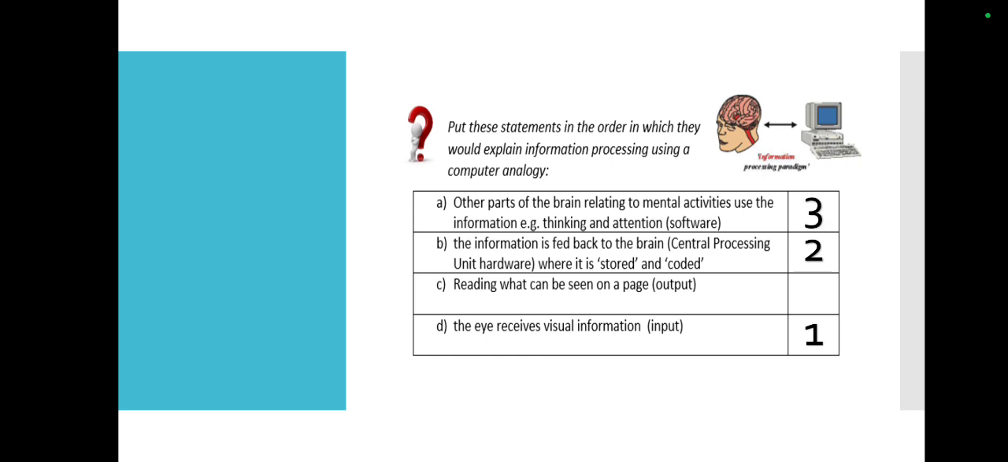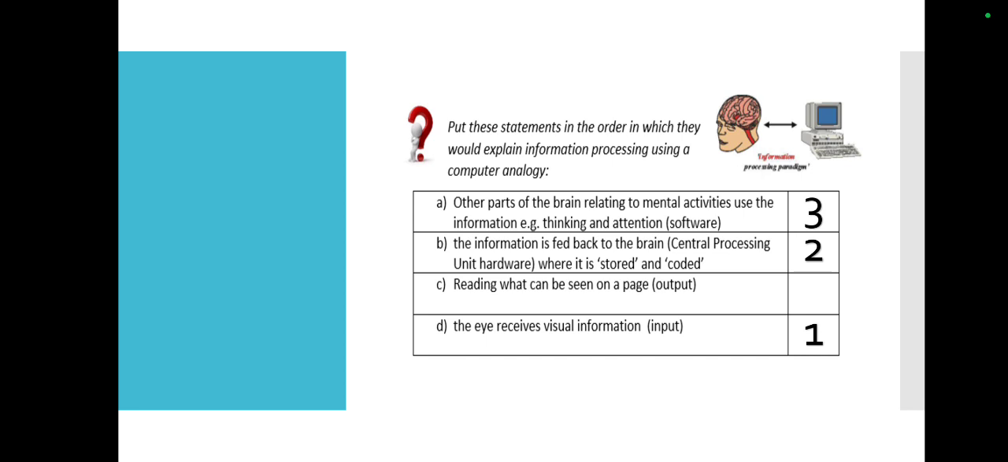Again, when we're dealing with information as humans, other parts of the brain relating to the mental activities that are taking place use that information. So if we've got a bit of visual or auditory information, our brain is processing it, but we might have to think about the information that we've received. If we're talking about a computer, then some sort of software is processing the information that's being given to you, and you might have to download that software.